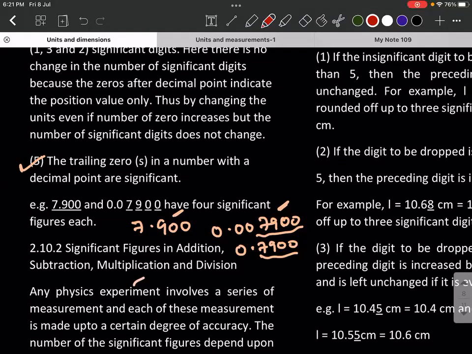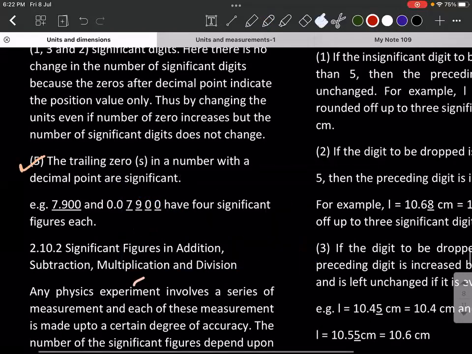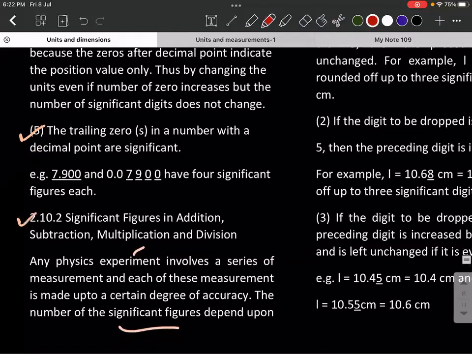Right. The next question is, when you take measurements, like how you had combinations of physical quantities, there might be a physical quantity which is the sum, difference, product, or division of two other physical quantities. Whenever you come across those kinds of scenarios, how many significant figures are you supposed to report is what we are going to see now. Okay, so write down the heading as significant figures in addition, subtraction, multiplication, and division.